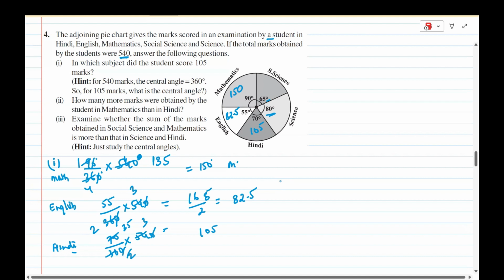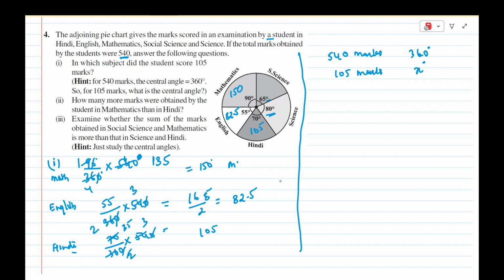Now, there is an easy method to do this. That is ratio and proportion. I'll tell that also because calculating one by one every time is not possible. So see, 540 marks means how much? 540 marks is 360 degrees. So they have asked, 105 marks is how much? Suppose it is x degrees. This is direct proportion. What is direct proportion? I'll tell you.